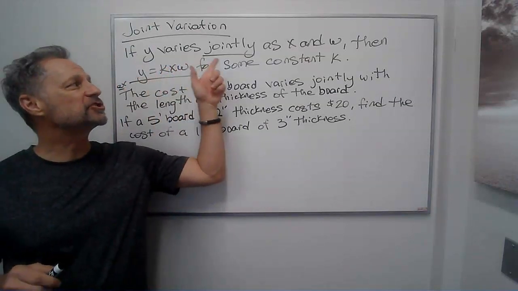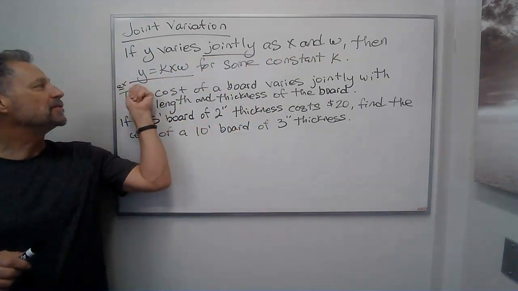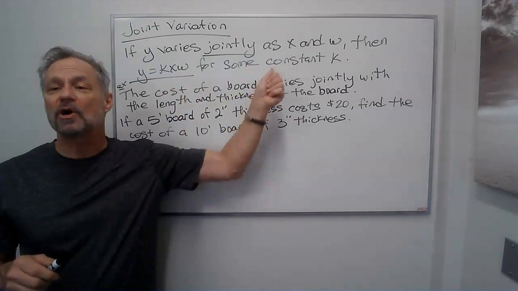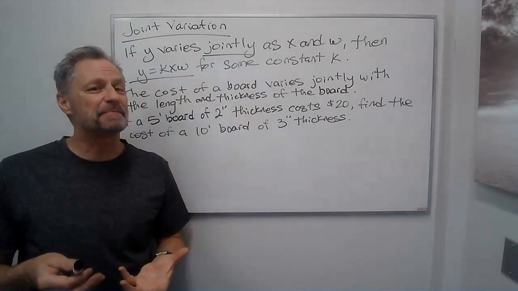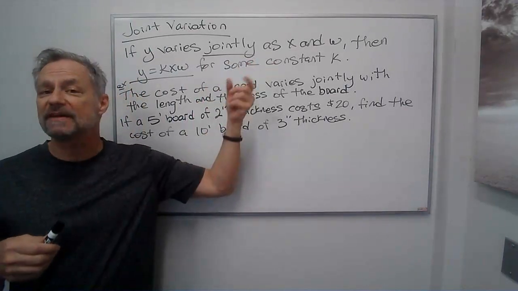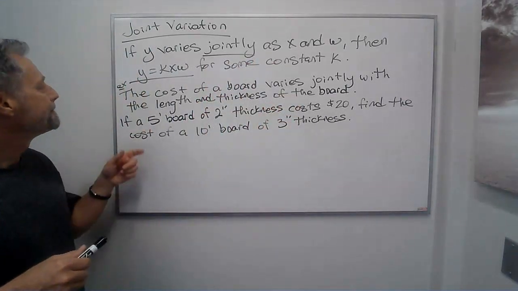So if y varies jointly as x and w, then y equals k times x times w for some constant k. This is just an expansion of direct variation, and we multiplied by the variable. Now we just have two additional variables.